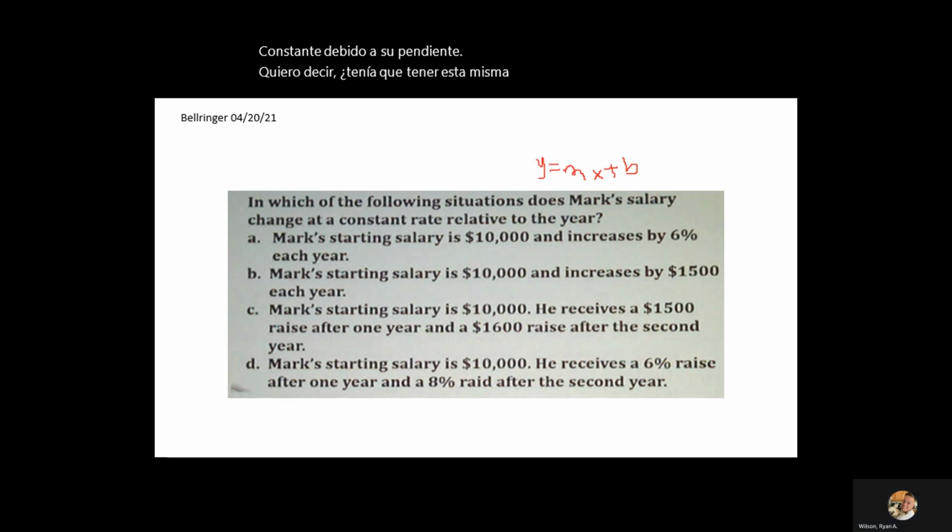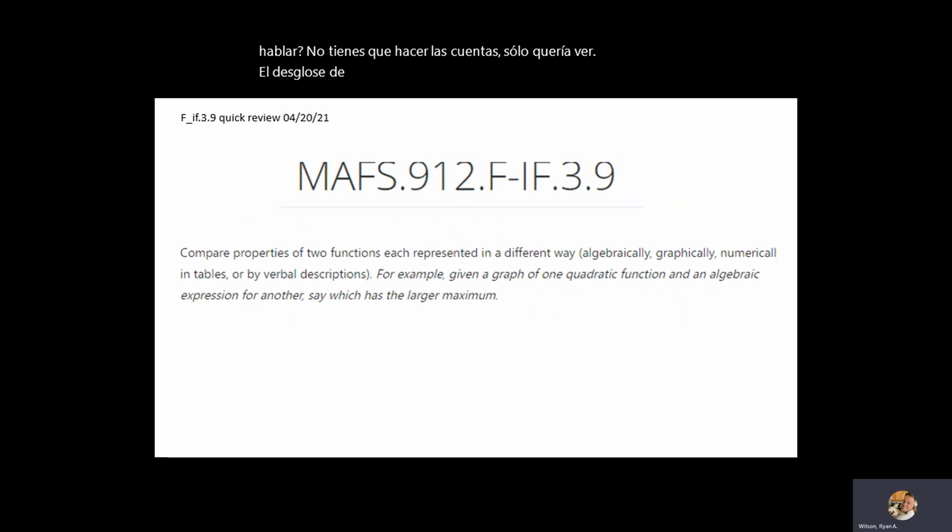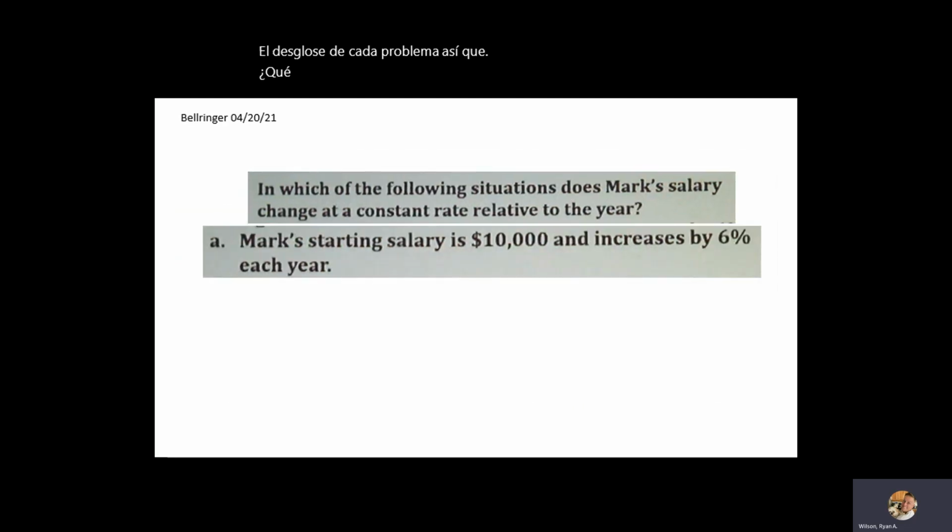Good morning. So each one of these situations we're going to talk about. You don't have to do the math. I just want you to see the breakdown of each problem. Okay, so what happens? Okay, there we go. So first part, this is A.